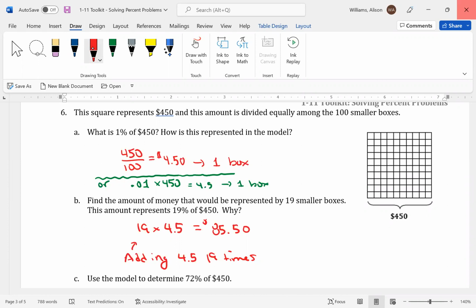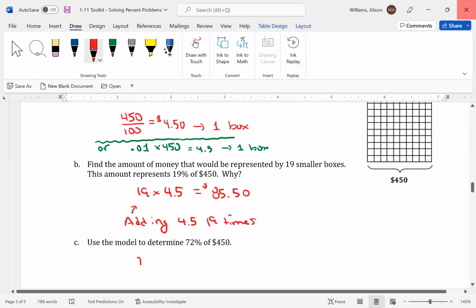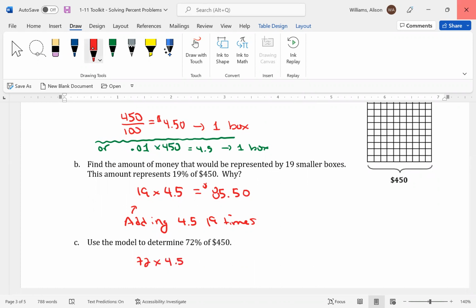Okay, well, again, 72% means we're shading 72 of these little boxes. And if each box represents 4.5, I'm just going to take 72 times 4.5. I'll just call it 4.5 for right now. But it is 450 in total, and that comes out to $324. Here, let me put a little box around these. I should have been boxing my answers just to make sure you know that those are the answers to the question.